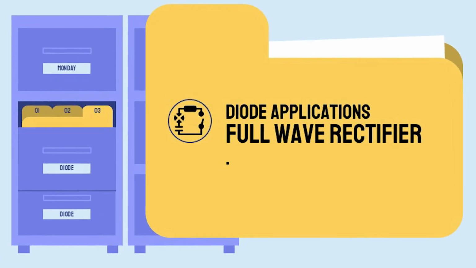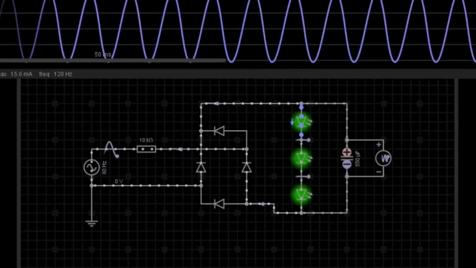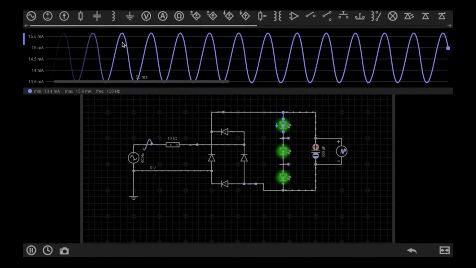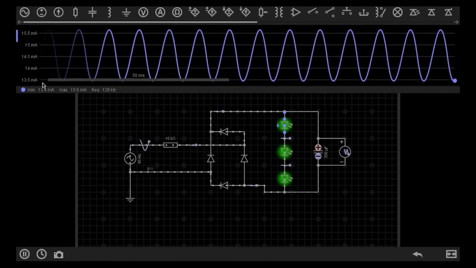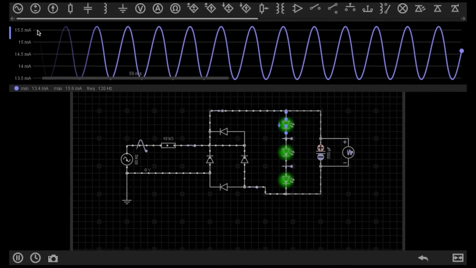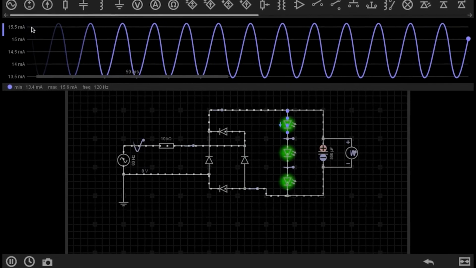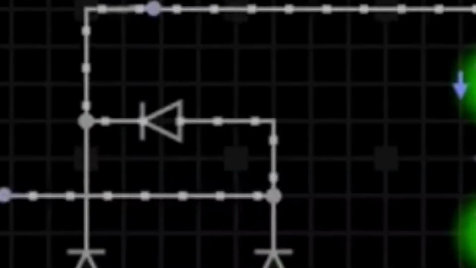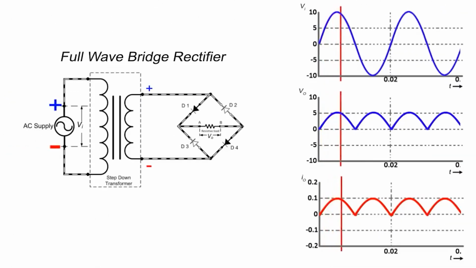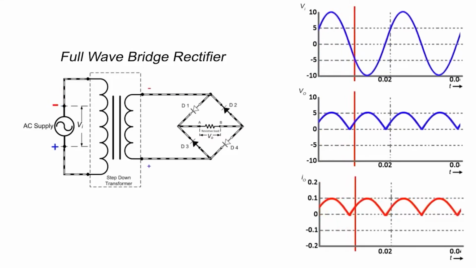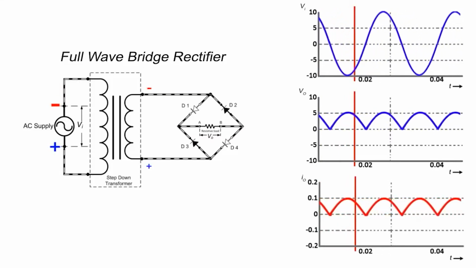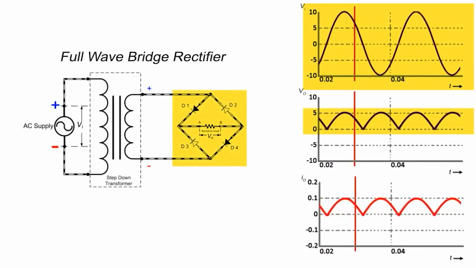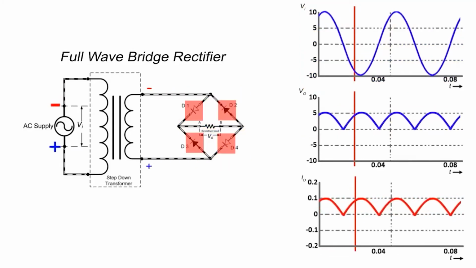Diode applications: full-wave rectifier. A full-wave rectifier is a circuit arrangement which makes use of both half cycles of the input alternating current, AC, and converts them to direct current, DC. In our tutorial on half-wave rectifiers, we have seen that a half-wave rectifier makes use of only one half cycle of the input alternating current. Thus, a full-wave rectifier is much more efficient, double that of a half-wave rectifier.